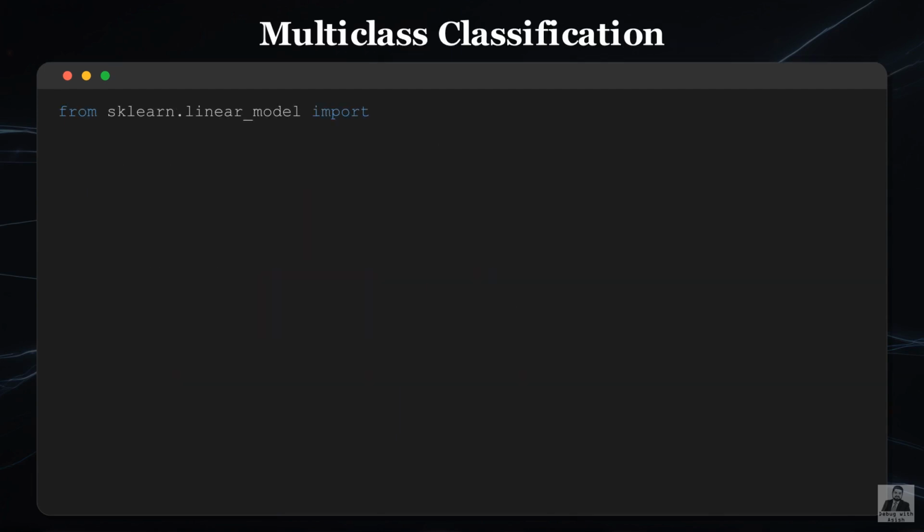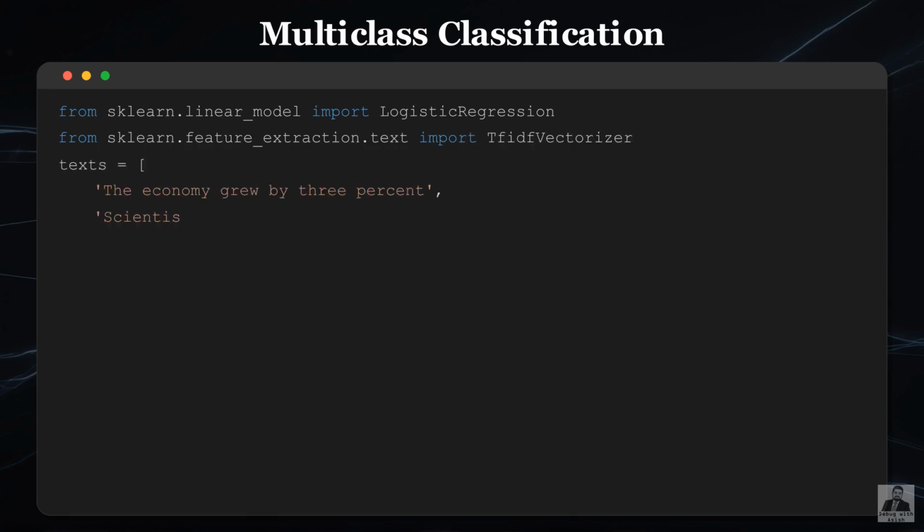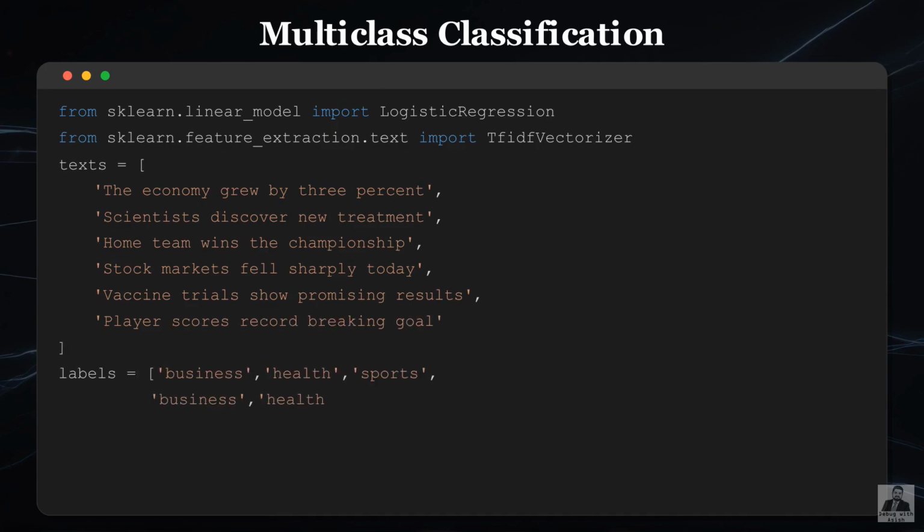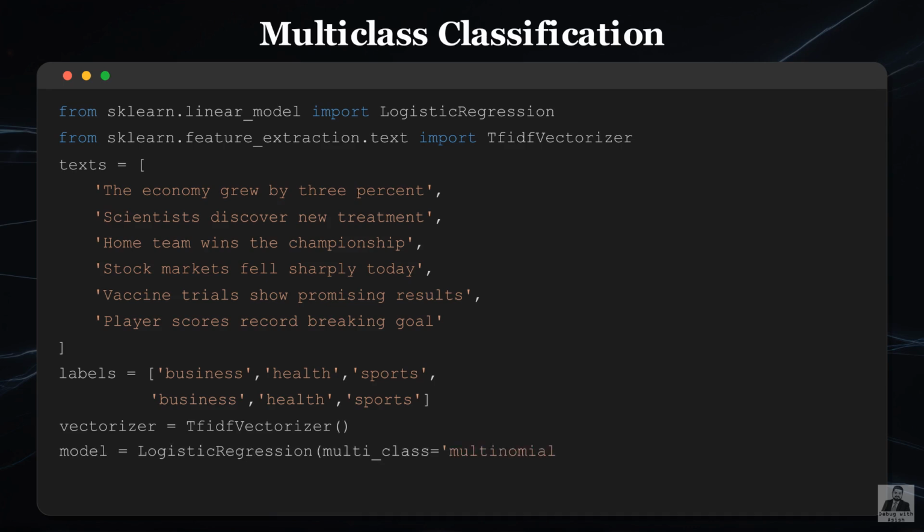Logistic regression handles multi-class classification naturally. Here, we have 3 topic categories: business, health, and sports. Setting multi_class to multinomial tells scikit-learn to use the softmax function instead of sigmoid. Softmax extends the sigmoid idea to multiple classes, producing a probability for each class that sums to 1 across all classes. The class with the highest probability is the predicted label. The rest of the pipeline stays identical to the binary case.